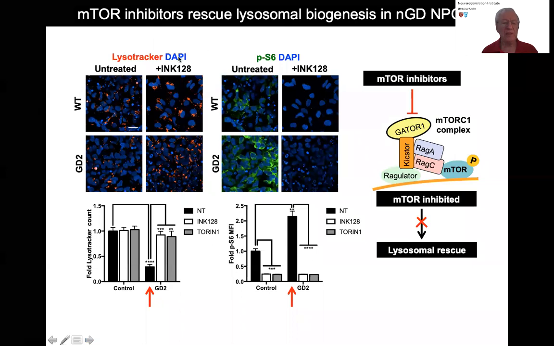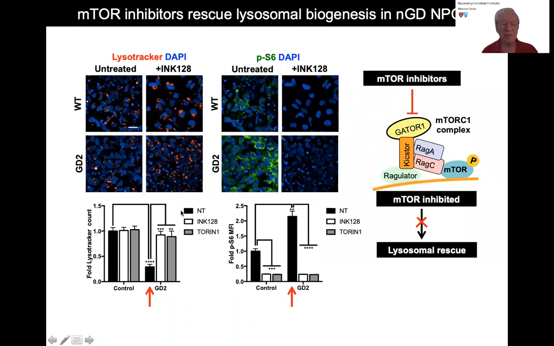So this is image analysis of neuronal progenitor cells in this slide, and in the next slide, I will show you that we have similar results in differentiated cortical neurons. So here we have LysoTracker staining of wild type and GD2 cells, and there is a decreased level of LysoTracker here. And when we look at the substrate of mTOR, phospho-S6, there is an increase in phospho-S6, shown here by the black bar here.